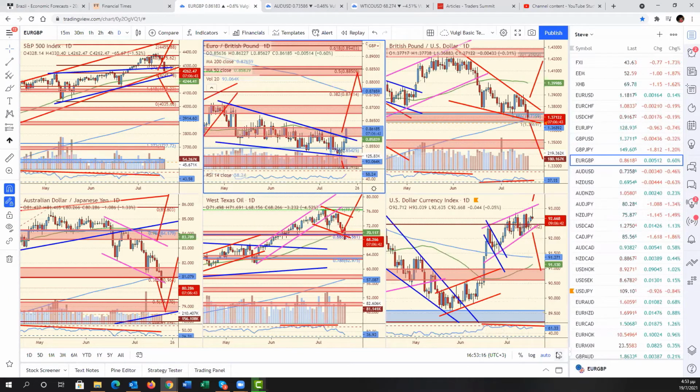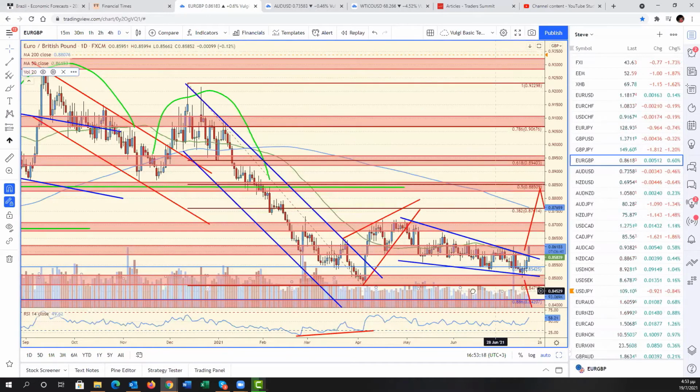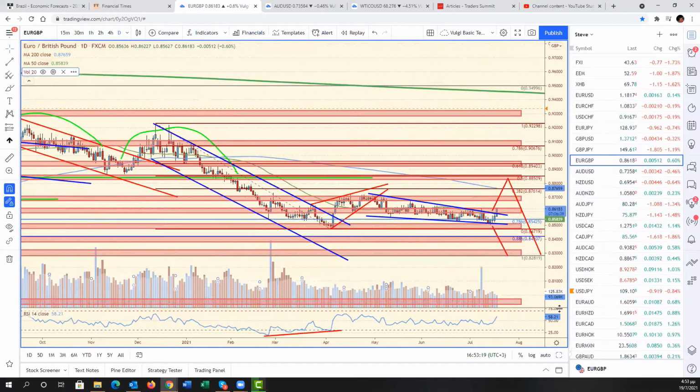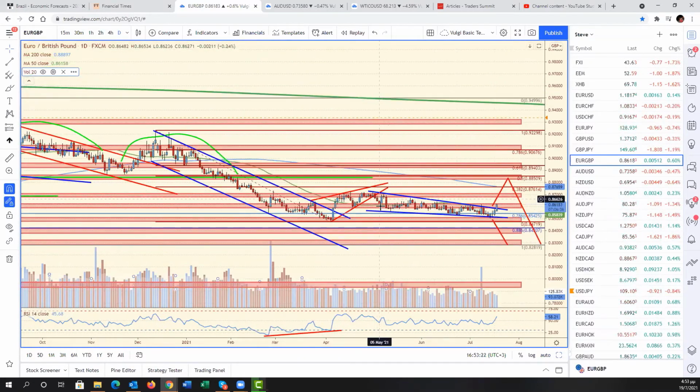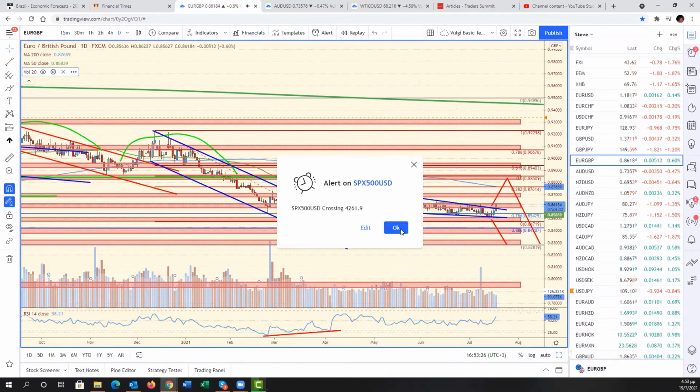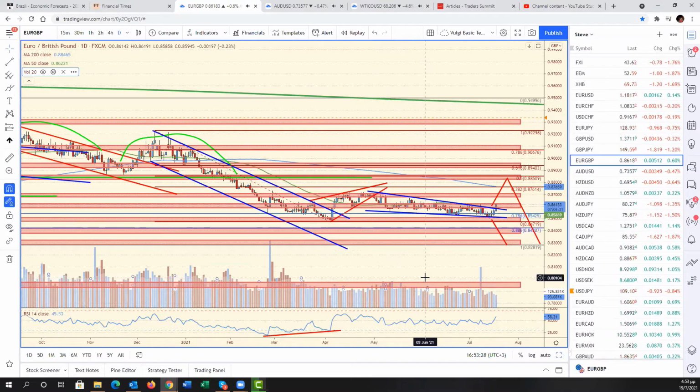Speaking of which, Stelios, it's one of the pairs I would be talking about, because after a prolonged period of producing this descending triangle and RSI being stuck at mid-range, it seems that today we might be making an attempt. Of course, it's still early in the day, but we might be making an attempt to finally break out of this. And if that's the case, then we're talking about a breakout to the upside.